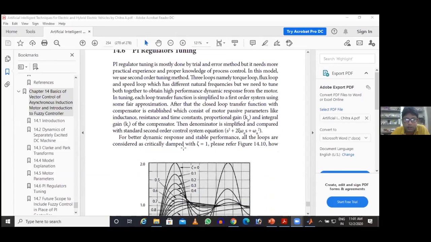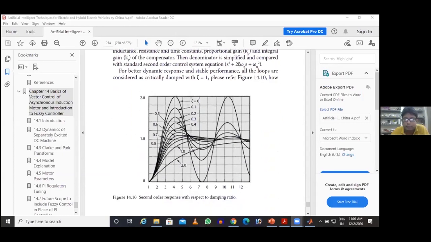For that regulator tuning, I'll tell just a few lines. You can convert the higher order transfer function to a first order system, and you consider the systems are critically damped. For critically damped, the zeta is one. No overshoot, moderate time response. It is not faster nor slower. Things are stable. So you can consider zeta equal to one.